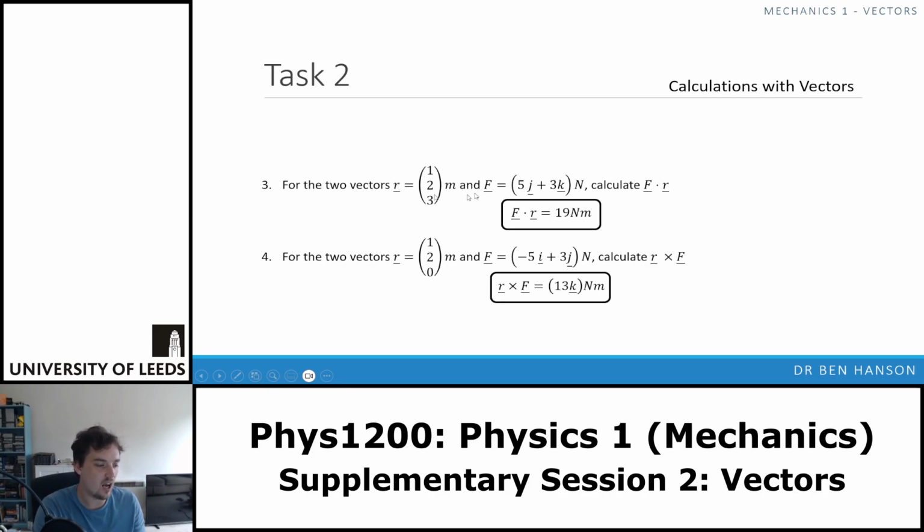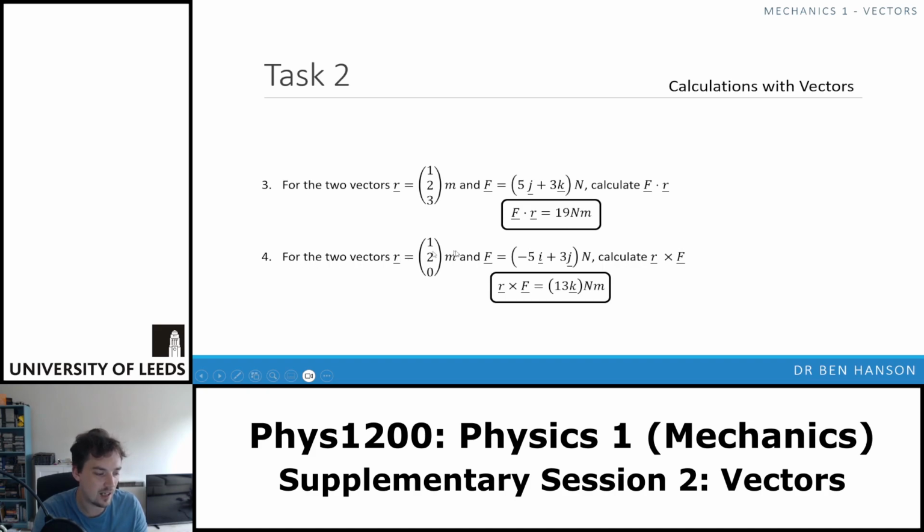For the two vectors r and f, calculate f dot r, right? So we've got 1 times nothing, because there is no i component. 2 times 5 plus 3 times 3, 19 Newton meters. F dot r is 19 Newton meters.